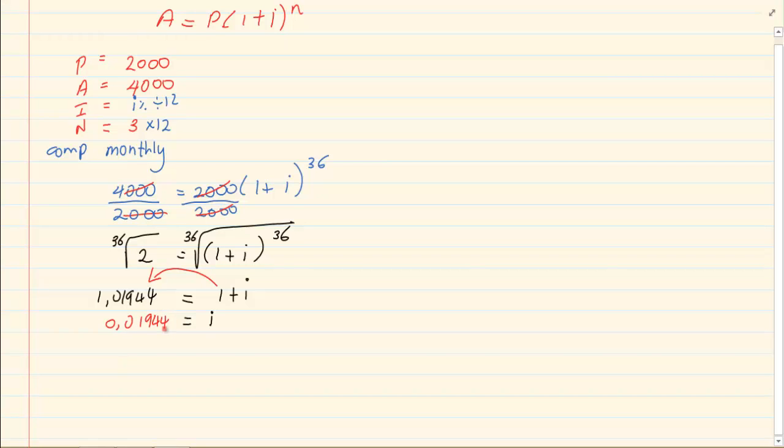Right, but now, if you remember, your i would have been what? It would have been our interest amount over 100 divided by 12. So this interest amount, 0,01944, is going to equal our interest amount over 100 divided by 12. Again, it's maths. So we are now going to times by 12.